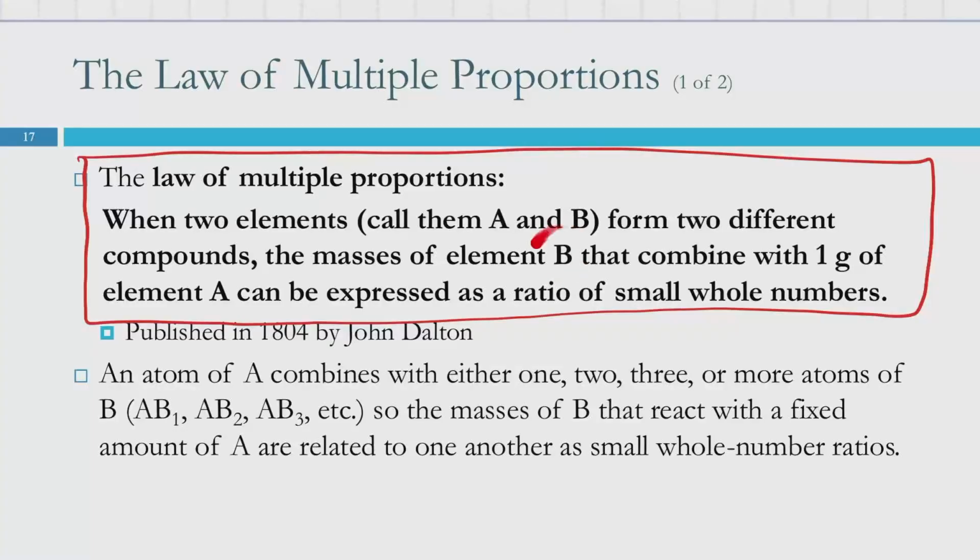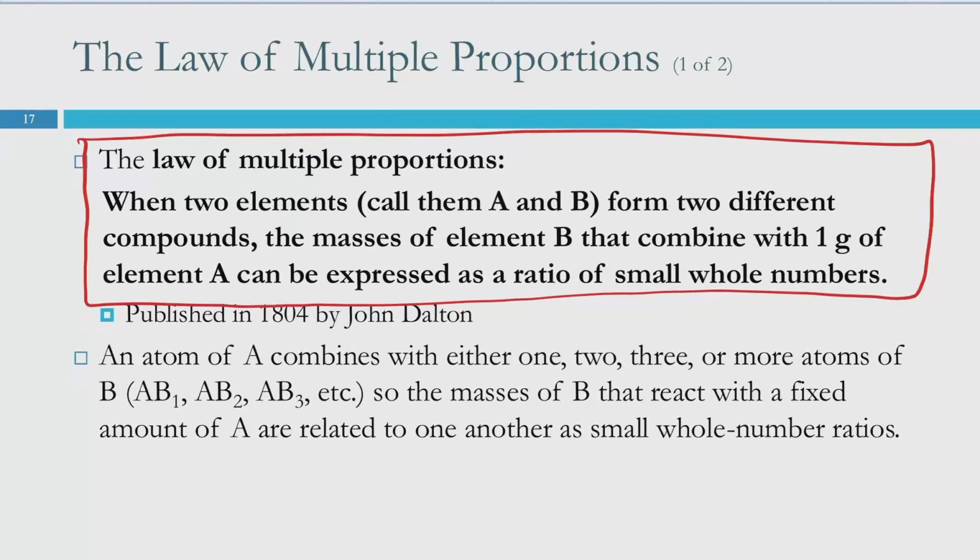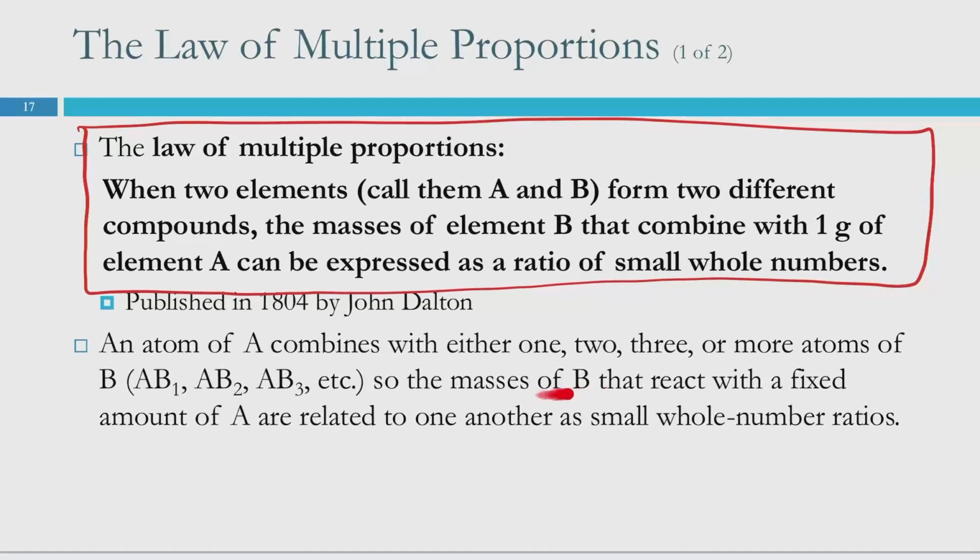The masses of one element that combine with 1 gram of the other element can be expressed as a ratio of small whole numbers. So if we take chemical A and combine that with chemical B, we've got 1, 2, 3 or more atoms of chemical B. That would have, for 1 to 1, 1A to 1B, it's AB. If we've got 2 Bs, it's AB2, or AB3 if we've got 3 Bs. So the masses of B related to A are also related as small whole number ratios.